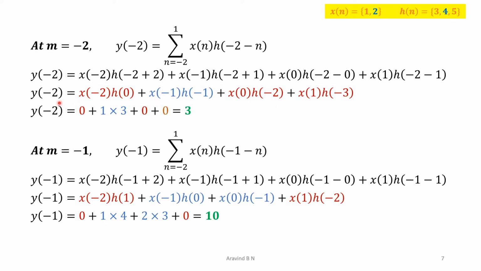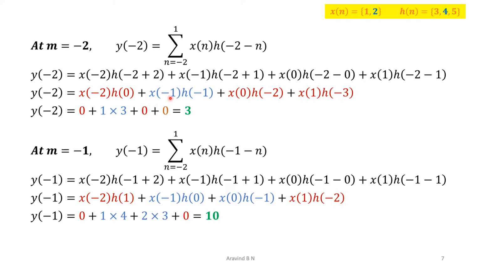Now we are having y of minus 2 is equal to x of minus 2 into h of 0 plus x of minus 1 into h of minus 1 plus x of 0 h of minus 2 plus x of 1 h of minus 3. Now let us make a substitution for these values. So x of minus 2 with respect to x of n, the value at x of minus 2 is not at all present. Therefore, this value becomes equal to 0 even though h of 0 is having a value. So when this value is 0, obviously multiplication of these two will become 0. So 0 has been written over here.